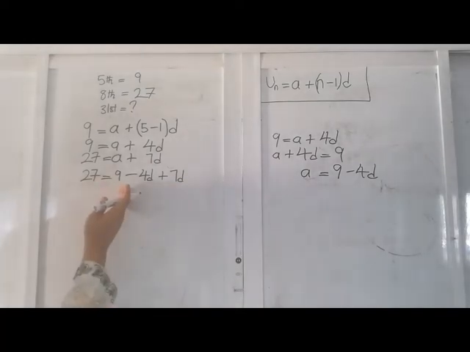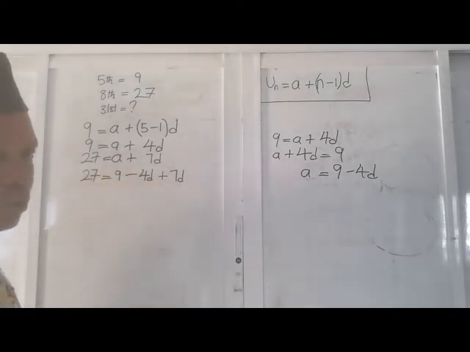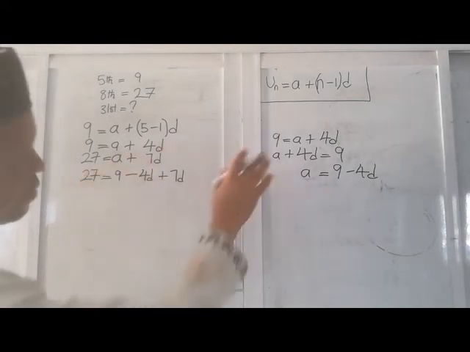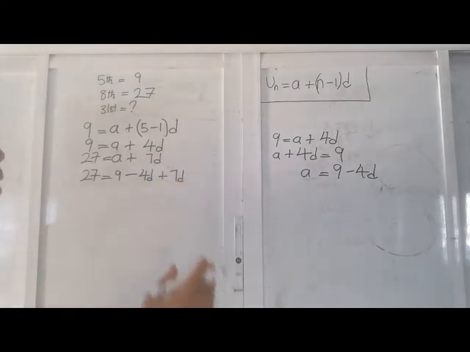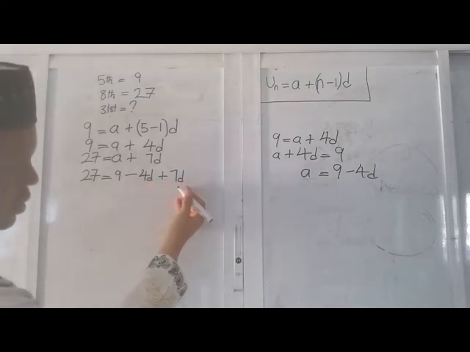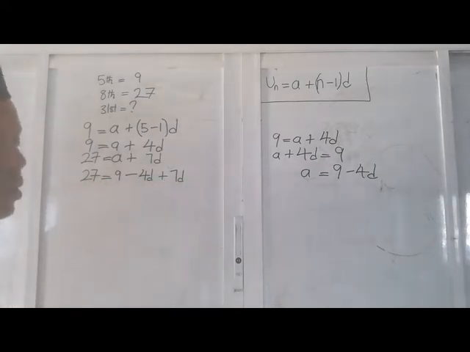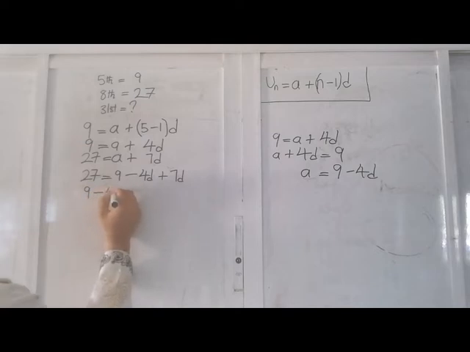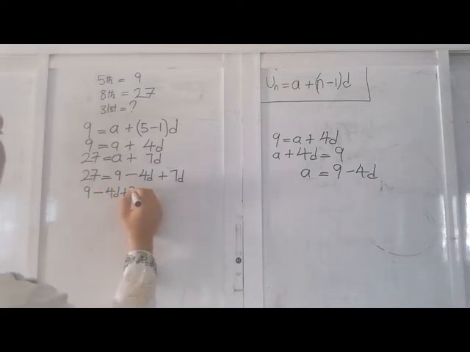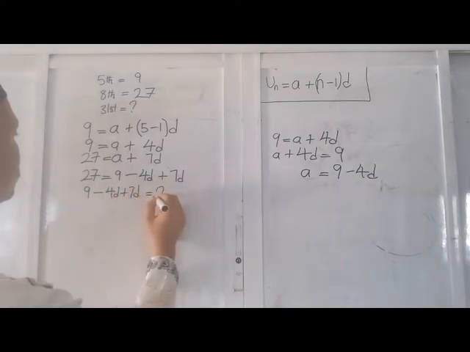Now, instead of having A and D as the unknowns, which will be difficult for me to solve, I have succeeded in removing A for now. With this, I can calculate for D. Later, I will calculate the value of A. So with this, we have numbers with D and numbers without D. Since I want the D to be at the left-hand side of the equation, I'm going to rotate the entire equation. It will now give me 9 minus 4D plus 7D equal to 27.